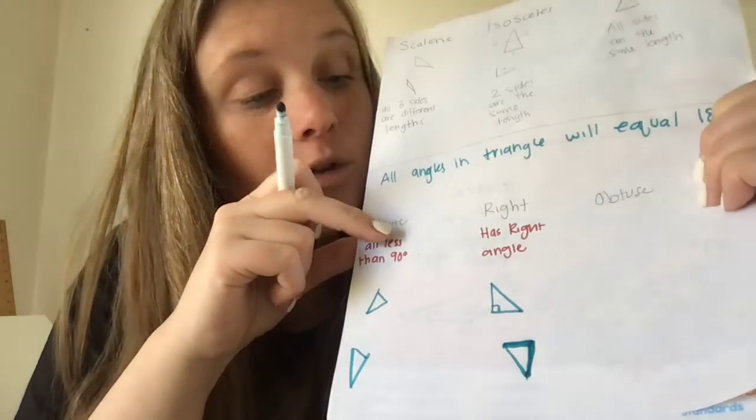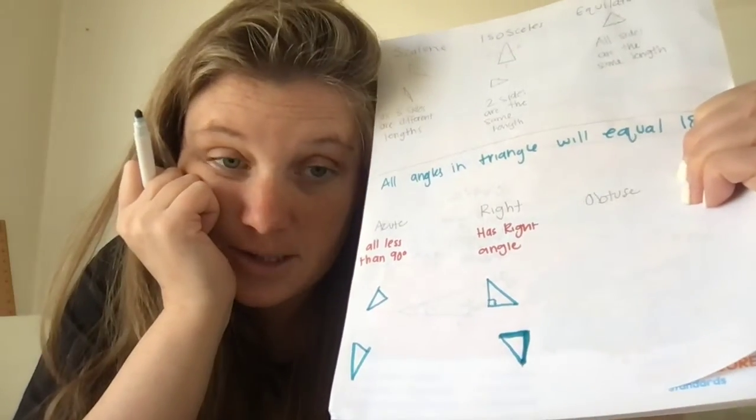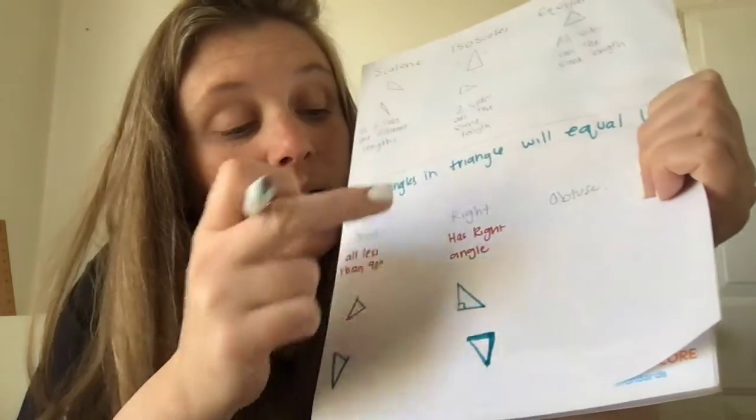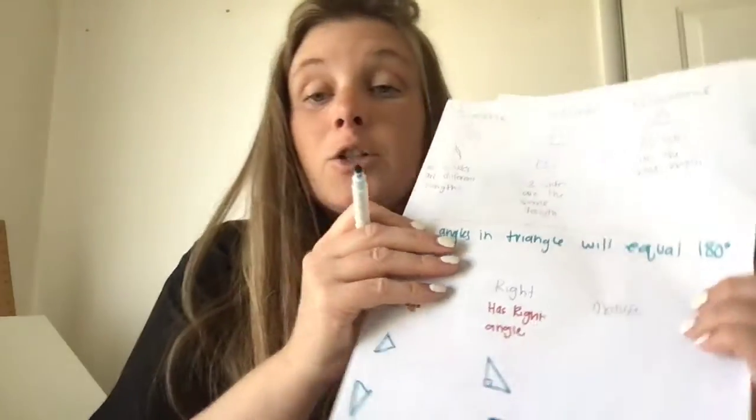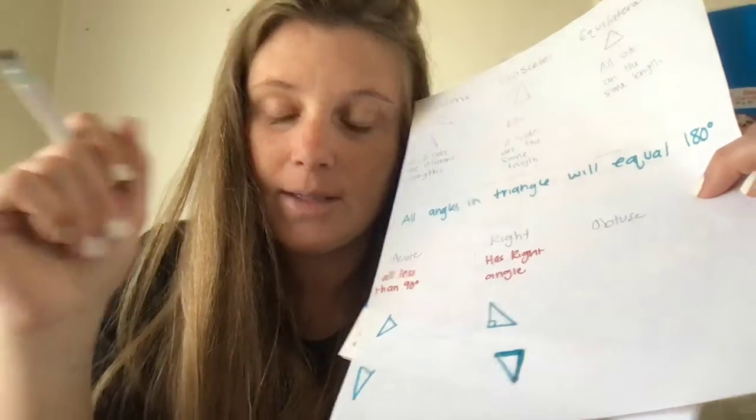So we have an acute, all less than 90 degrees. We have a right triangle where we have one right angle. Obtuse. Obtuse means that there's one angle that's bigger than 90 degrees. So remember, 90 degrees is like this, you know. So obtuse has got to be bigger than that.